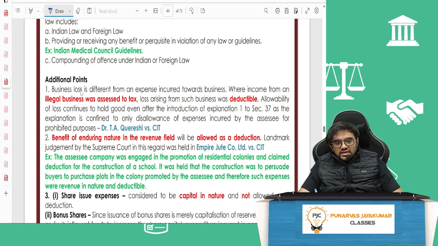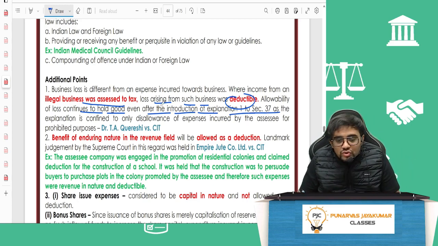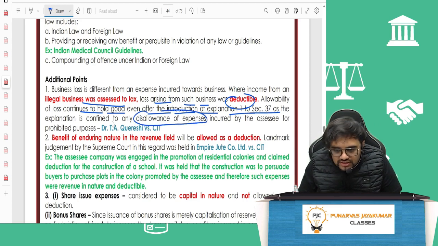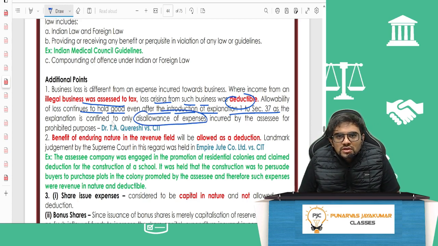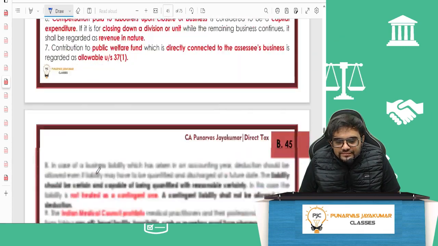Where an income from an illegal business was assessed to tax, loss arising from such business was deductible. Allowability of loss continues to hold good even after introduction of Explanation 1 to 37. Explanation is only confined to disallowance of expenses, not for other things, is what they say.